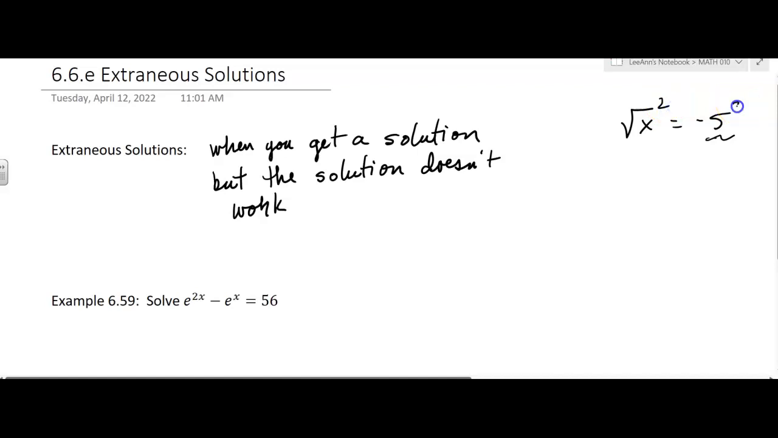But when you square both sides, you get x equals 25, and it looks like that would be a solution algebraically. But in fact, it doesn't work because when you take the square root of 25, it doesn't equal negative 5. So this is called an extraneous solution. Seems like it should work, but it doesn't really work.